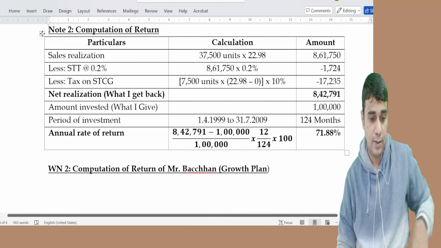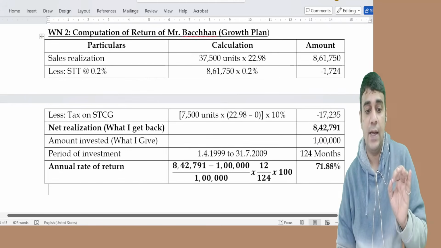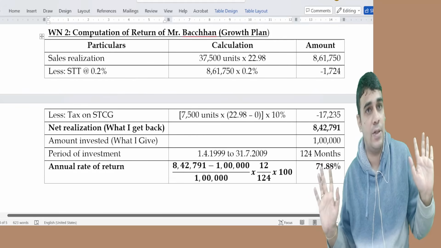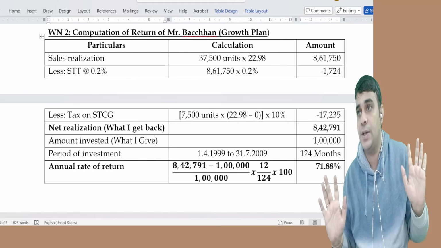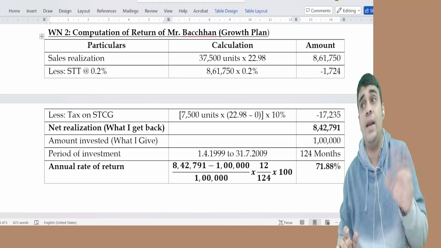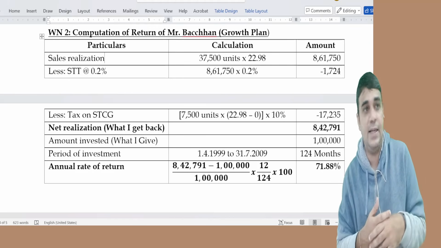Listen for a minute. This table. The only change here is sales realization of 10,000 units. No extra calculation. You need not do any extra computation. It is exactly 10,000 units. Can I do the NAV1, NAV0 formula and get the answer? Yes, but the only problem is STT and STCG. That is the extra headache here.